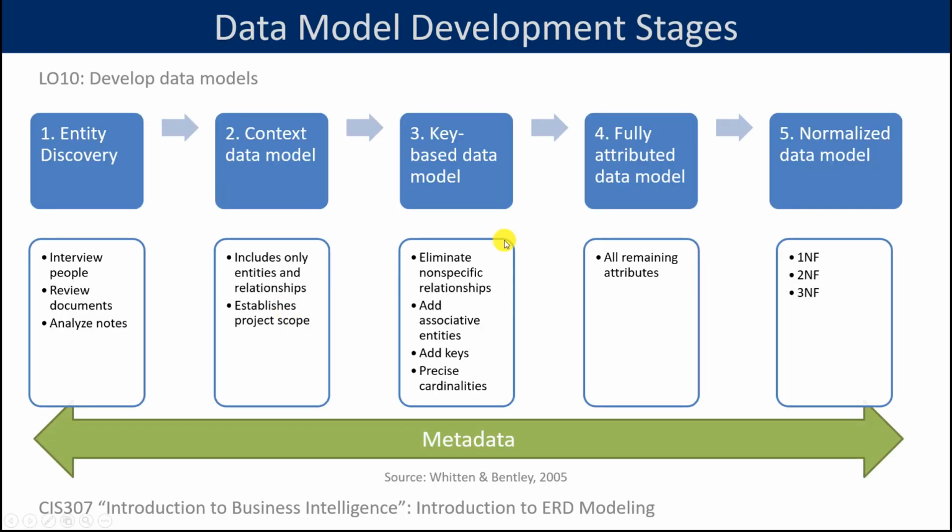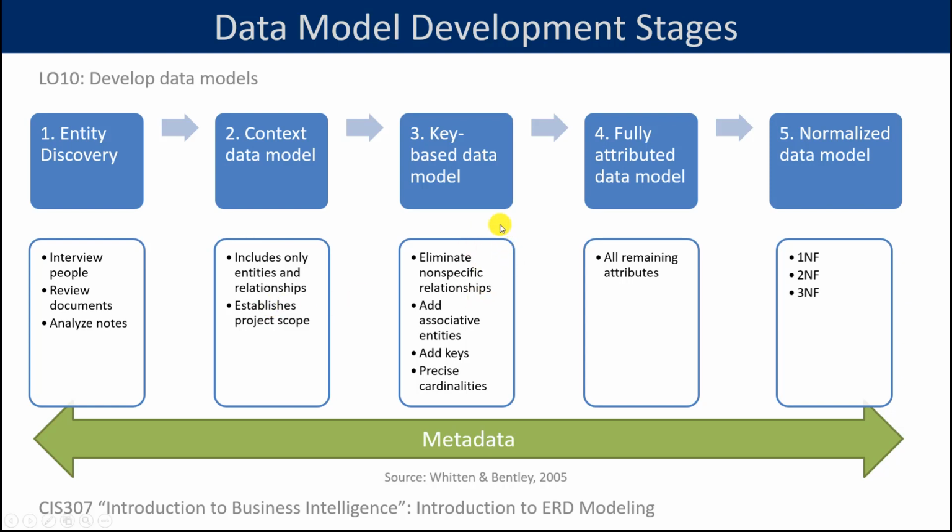Now, the overall process for ERD model development is comprised of the following stages. You start with entity discovery. You identify the entities that you'll have in your model by interviewing people, reviewing documents, and analyzing notes. After that, you create a context data model. It includes only entities and their relationships. You just establish the entire project scope, so you'll see how large your data model is and how large your database will be.